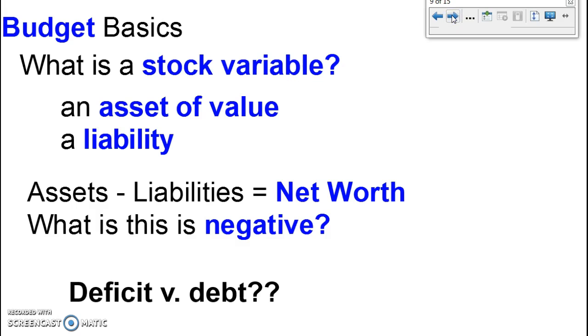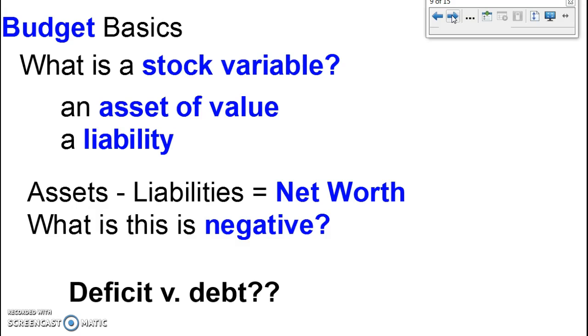Okay, so we've already talked a little bit about flow variables, and this is going to look at what a stock variable is. A stock variable is any asset of value that you have. So when we talk about money in economics, we say money has to have all these characteristics, and things like gold rings and houses are not money, right? But things like gold rings and houses and baseball card collections are all assets of value.